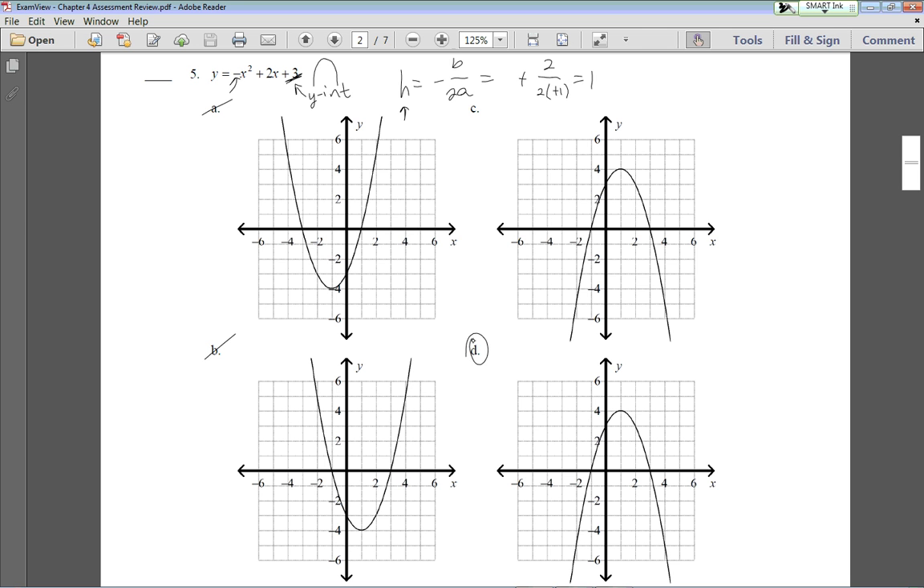Now I think on the answer key it says D is the answer, but of course C and D are the same. So for the review, as long as you got C or D, you're right because they're the same graph. Okay, so that's how I would solve that one.